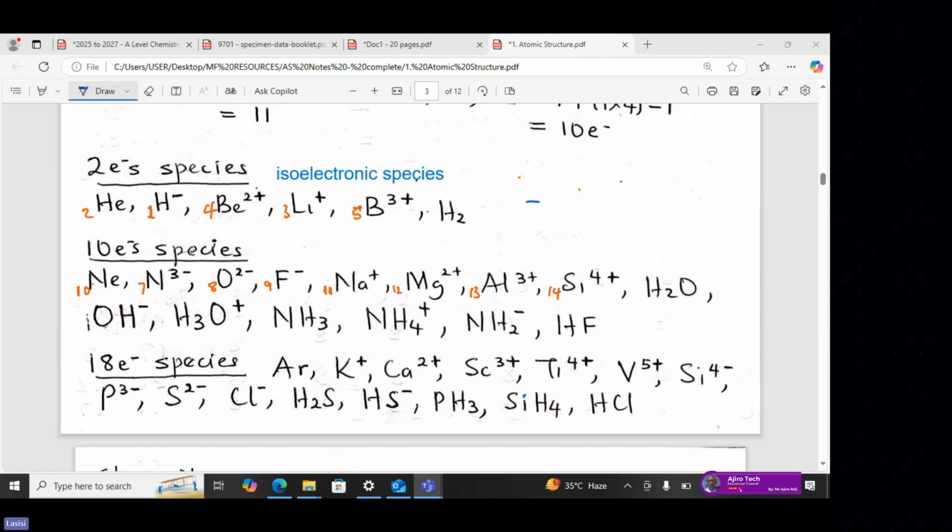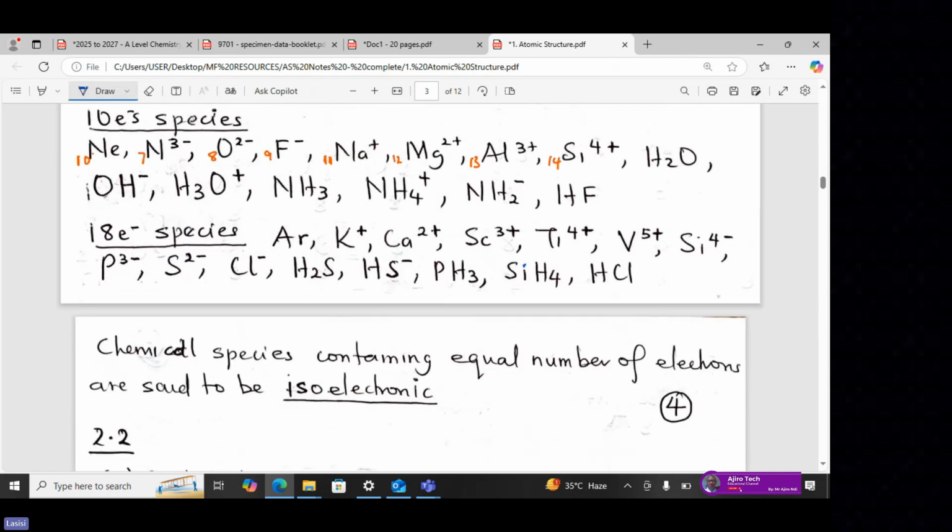Look at water. Water has 8 electrons in oxygen, 2 in hydrogen. That's 10. Hydroxide, 8 in oxygen, 1 in hydrogen, and I've gained 1 more, 10. What about H3O plus? How is it 10 electrons? Explain to me. Hydrogen has 3, and oxygen has 8, making 11, and then lost 1, making 10. That's common sense. So all of these have 10 electrons, all of them.